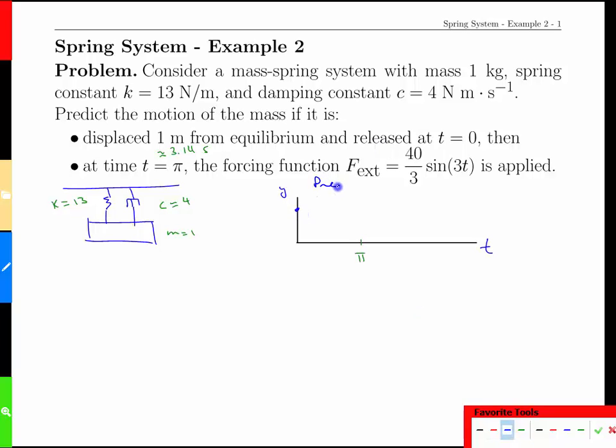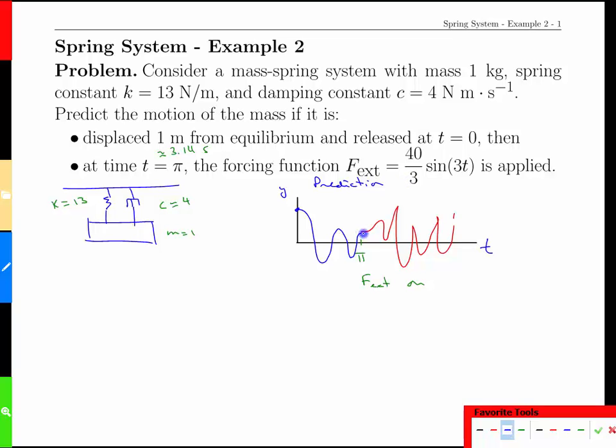So as a rough prediction, we would expect this mass to oscillate back and forth a few times. We don't know the period or anything yet, but it's going to exhibit this kind of behavior. And then we turn the external force on. And after that, well, I don't know what's going to happen. We'll have to see what the solution looks like. But it's going to be a combination of the natural oscillations and the oscillations driven by the external force.